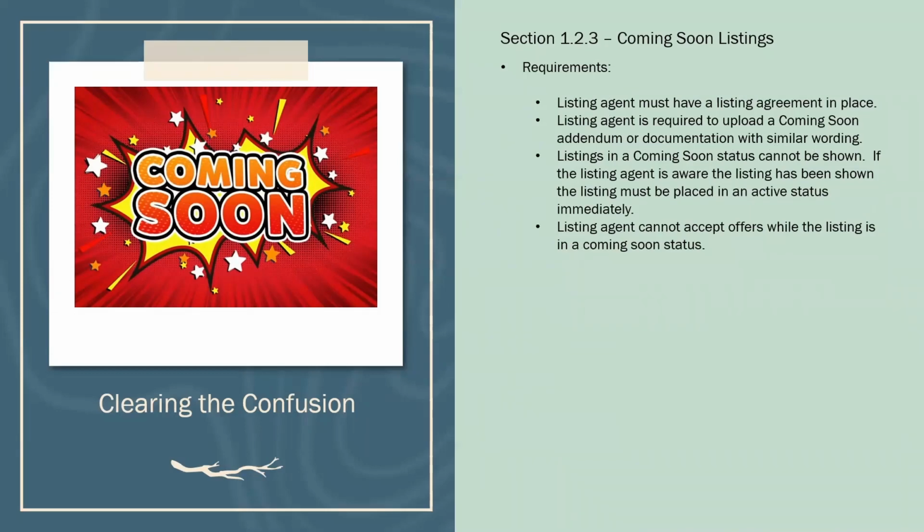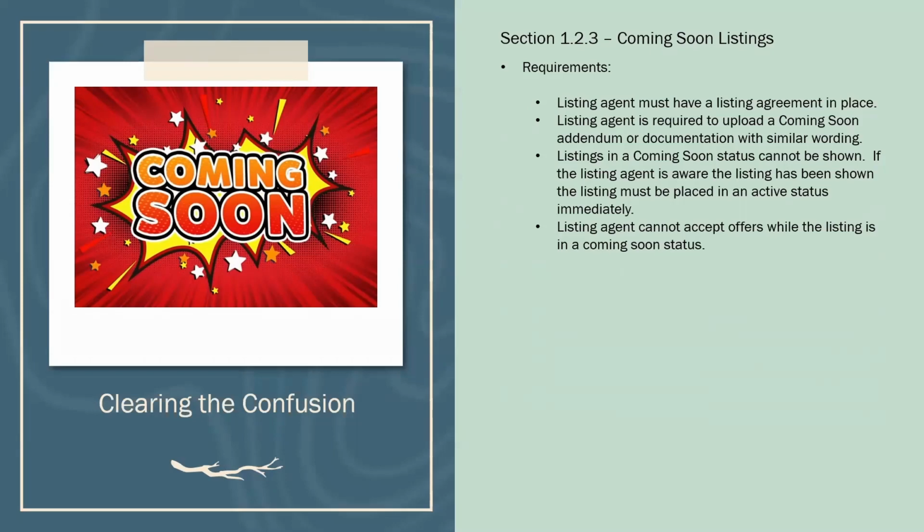First, obviously, you have to have a listing agreement. You also have to have a coming soon addendum signed, and it must be uploaded to the MLS. Listings in a coming soon status cannot be shown. If a listing agent is aware that the listing has been shown, the listing must be placed on active status immediately.